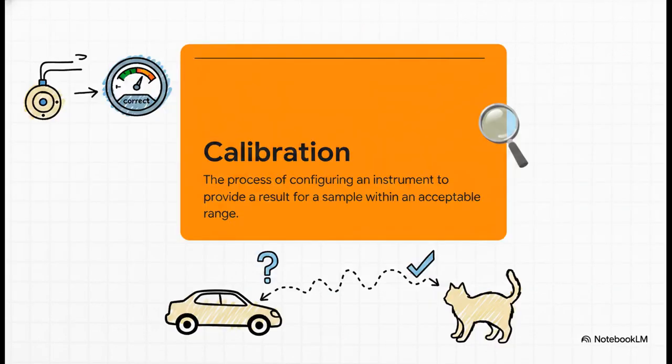Next up, a quick definition of calibration. What is it? Well, it's just the process of fine-tuning a sensor to make sure its readings are actually accurate. You basically check it against a value you know is correct, and you tweak it until it matches up. You know, without good calibration, that car park sensor might not be able to tell the difference between a car and a really, really big cat.